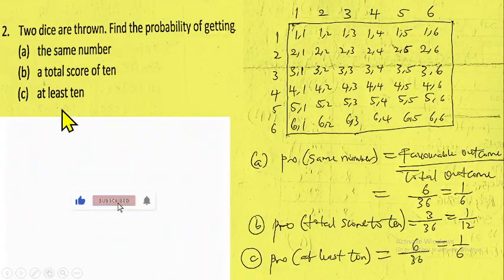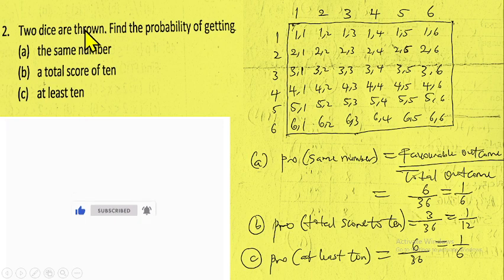Question number 2 is from probability. You are told that 2 dice are thrown. Find the probability of getting the same number, total score of 10, at least 10 as well. Also in the objective question, we have solved a question that's related to these 2 dice being thrown. Then how do we do that? All you need to do is to get the sample space for throwing 2 dice. This is the first die, this is the second die. So this is the sample space for throwing 2 dice.